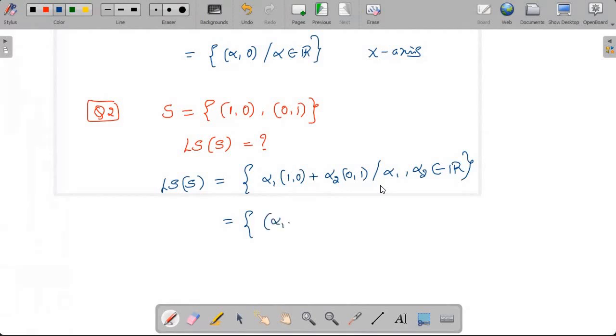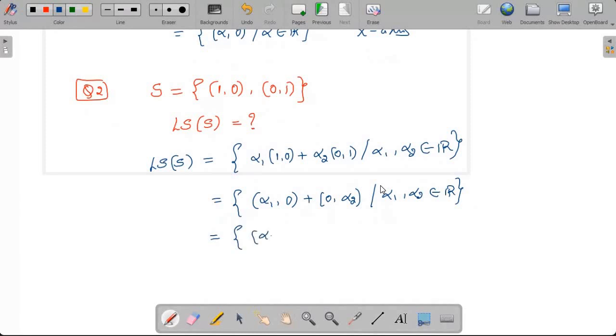So if you multiply, you will get (alpha 1, 0) plus (0, alpha 2) such that alpha 1, alpha 2 belong to R. Now this is equal to (alpha 1, alpha 2) such that alpha 1, alpha 2 are coming from real numbers. Now you may not recognize it this way, so let me change it to this form. Alpha 1 I take as x, alpha 2 I take as y. So this is nothing but the set of all (x, y) such that x, y belong to real numbers.